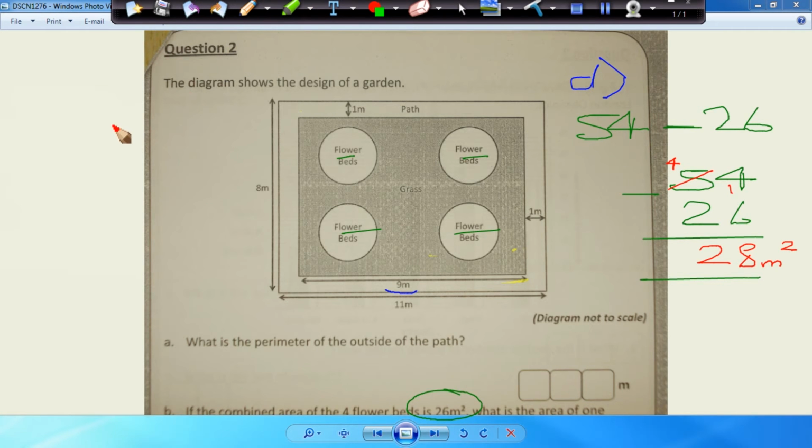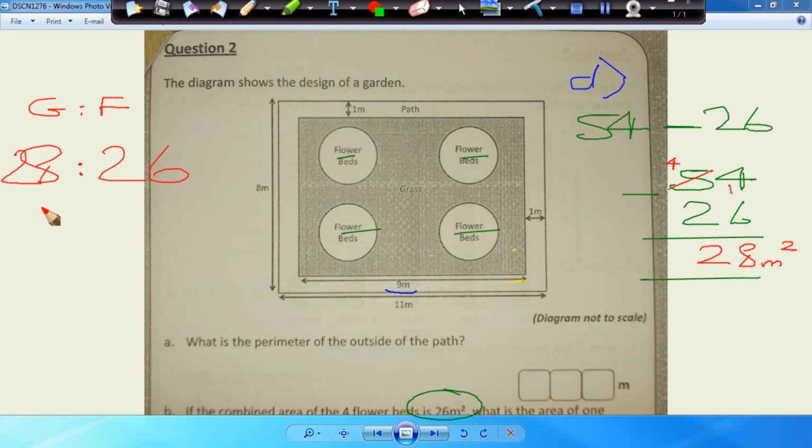So the ratio of the grass to the flower beds. So grass to flower beds. Now we just worked out the grass. What was the grass? 28 on this side. And what was the area of the flower beds? 26.